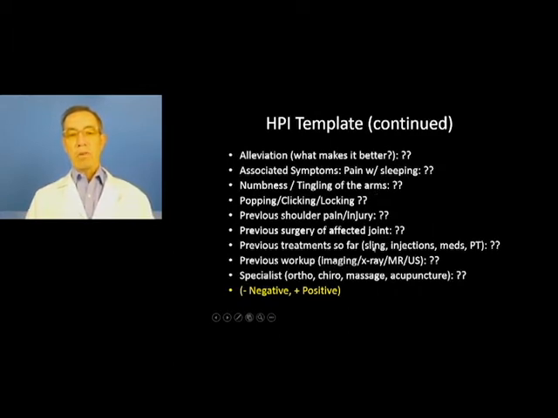Especially, I like to know what previous treatments they have had so far before they get to me. Have they been in a sling, an injection, medications, or physical therapy? What previous workups or imaging have they done?